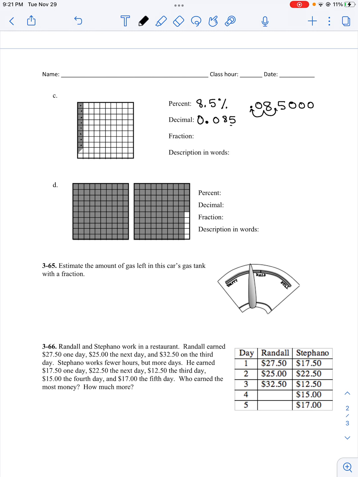My fraction, because my 5 is in my thousandths place value, I can write my number 85, but I know that it's going to be thousandths, so I can have 1,000 as my denominator. My description in words, I could write 85 thousandths. I could write something similar to what we were doing in class. I could write 8 hundredths and 5 thousandths.